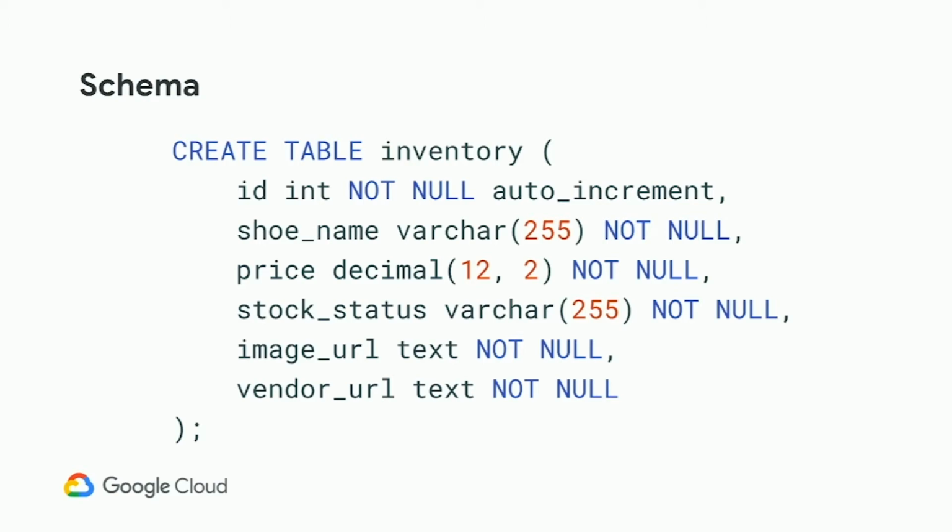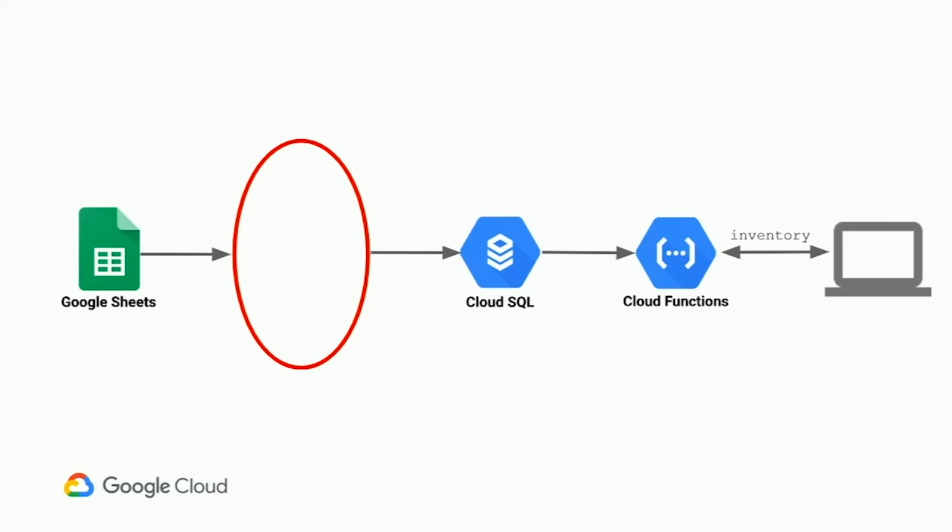So luckily, Alice and Bob get to start from scratch with this simple schema. But if they needed to migrate an existing database, there's a lot of info on how to handle that replication and minimize downtime during that transition. So we have the sheet and we have the database. Let's fill in what goes in the middle.